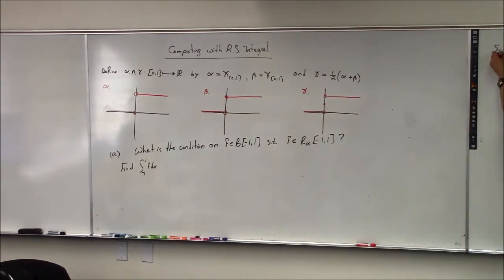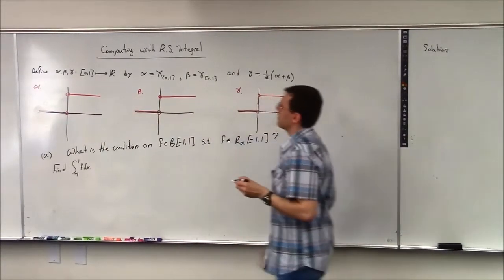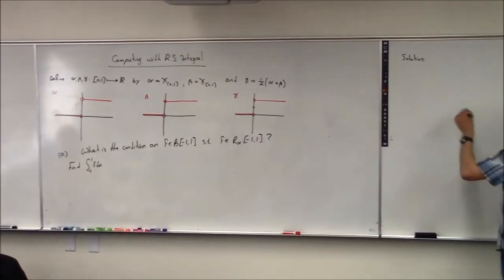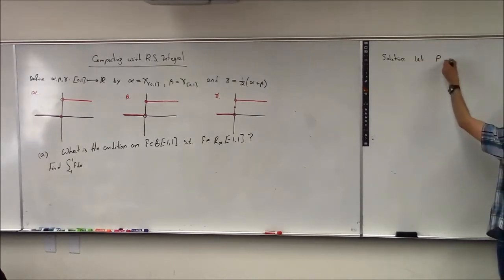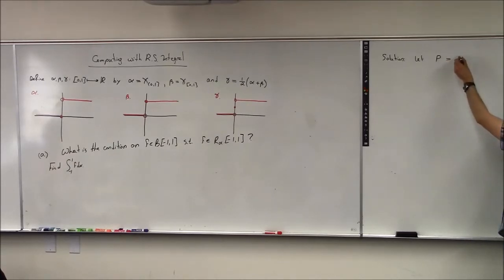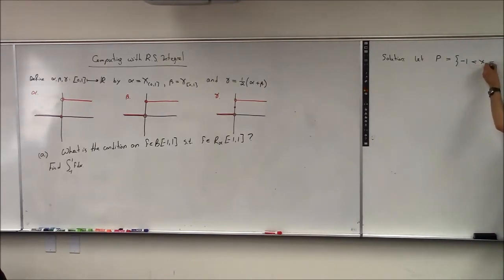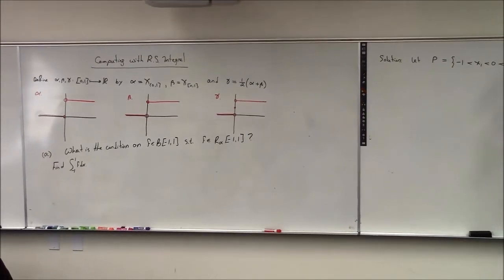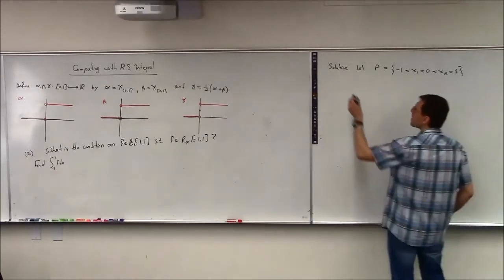So, how do we do that? Now notice that alpha is pretty much a flat function, so that there is not much change. So what we can do is let a partition of minus 1 to 1 be given by the points minus 1 less than x1, x1 is less than 0, 0 is less than some x2, and x2 is less than 1.